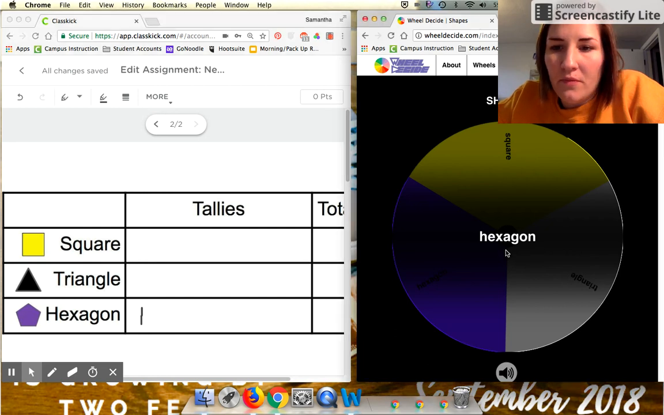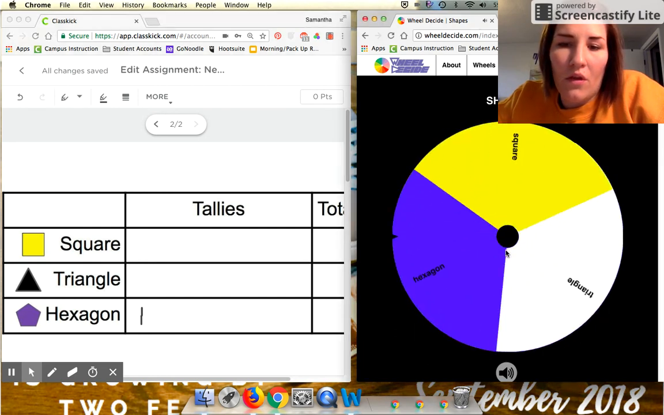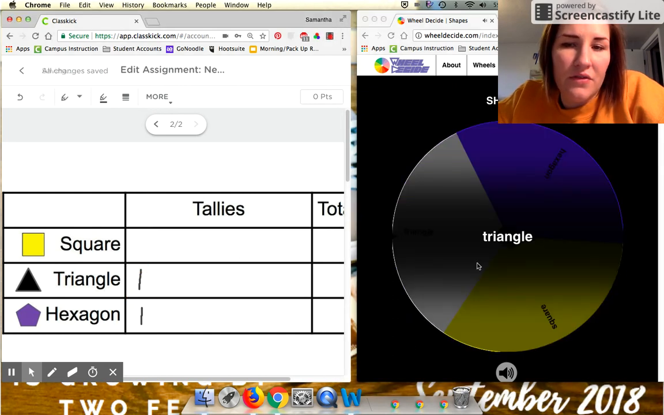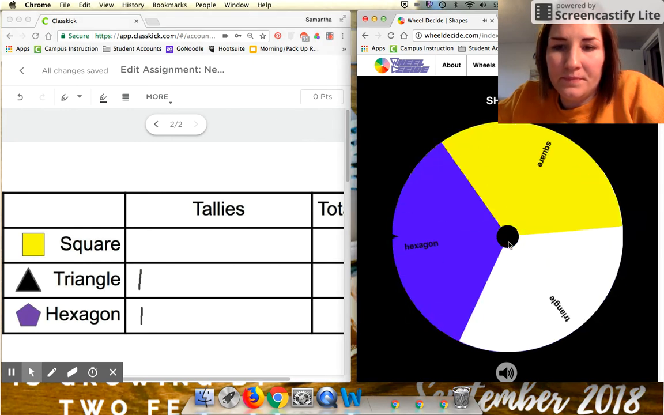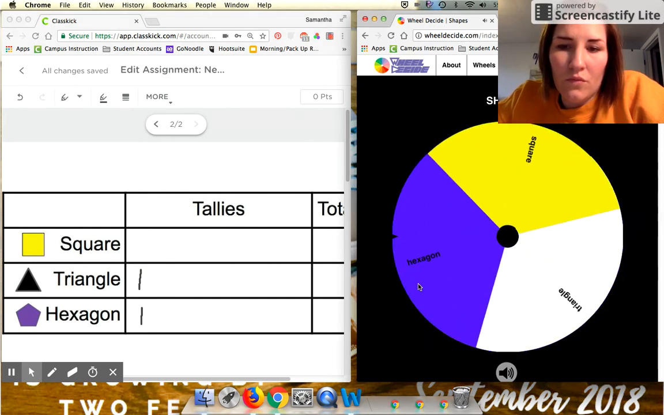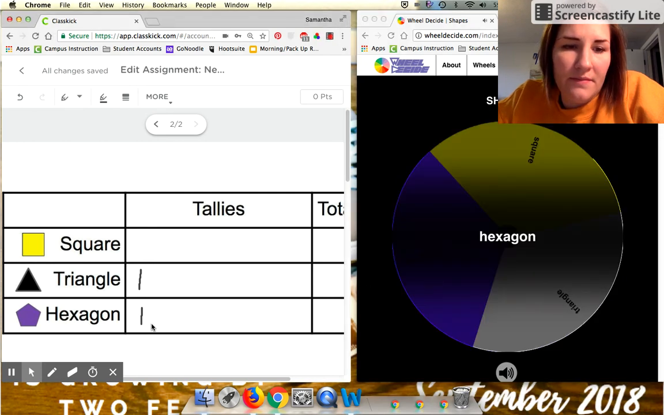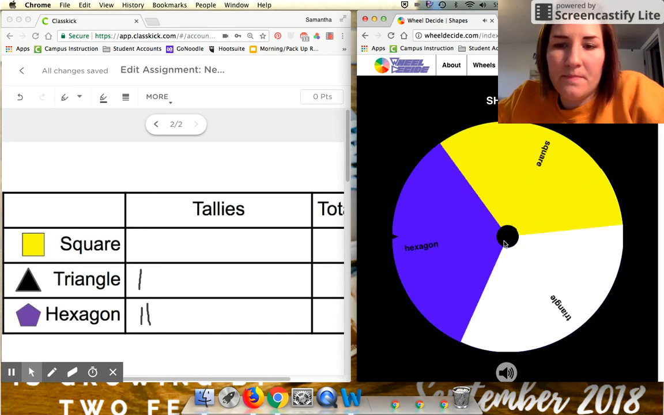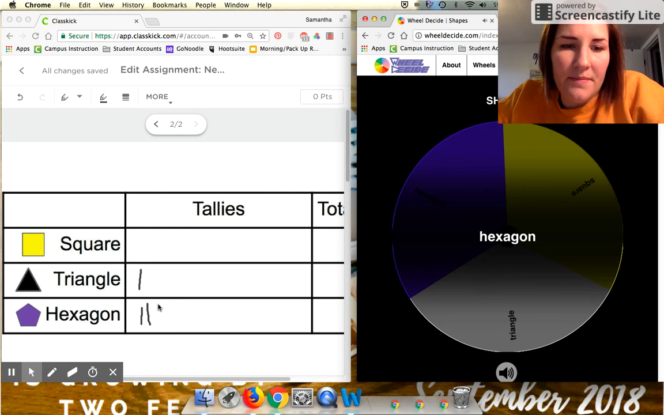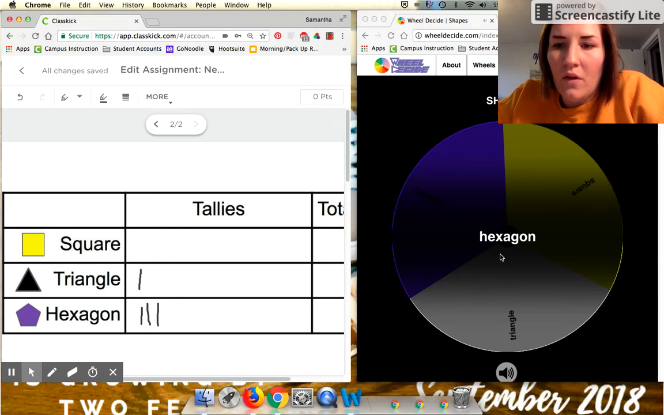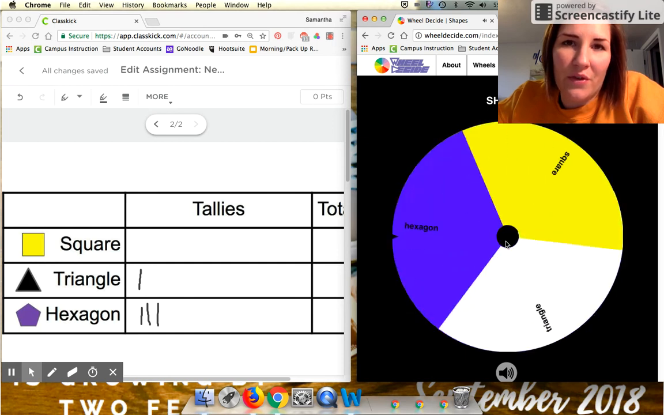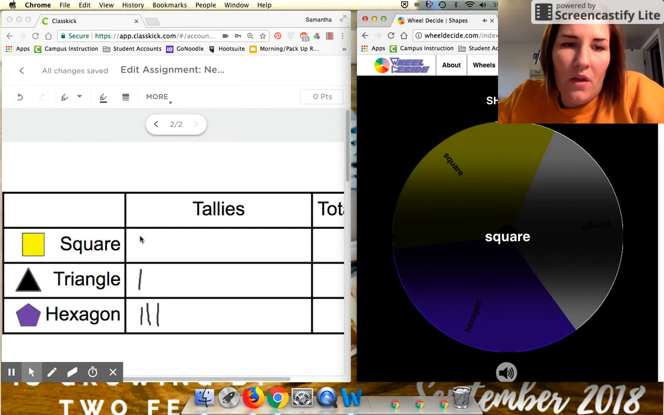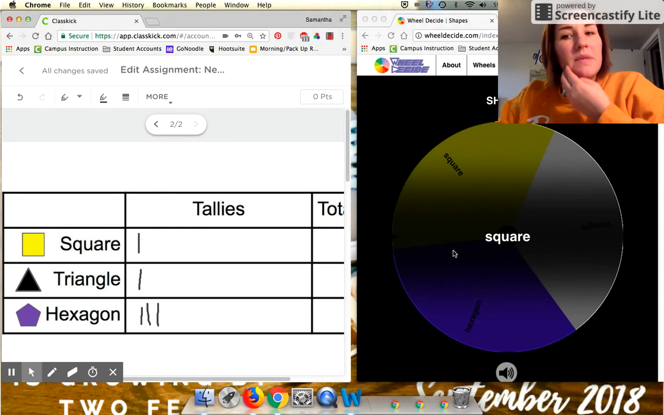So that was 1. I'm going to spin again. This one is triangle, so I make a tally. Here's spin 3. Here's a hexagon. So we add a tally each time. Hexagon again. I'll spin one more time and show you, and then I'll show you my results from later. I've got 1 square.